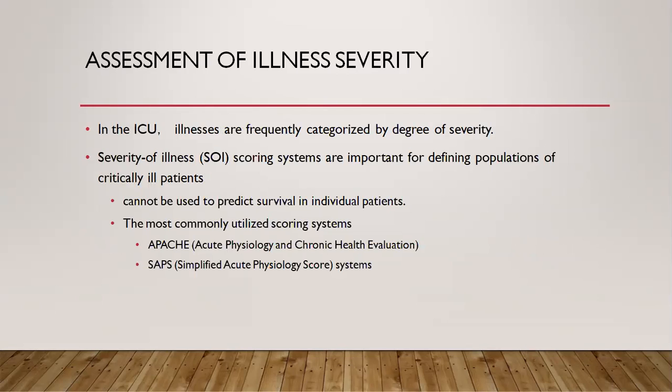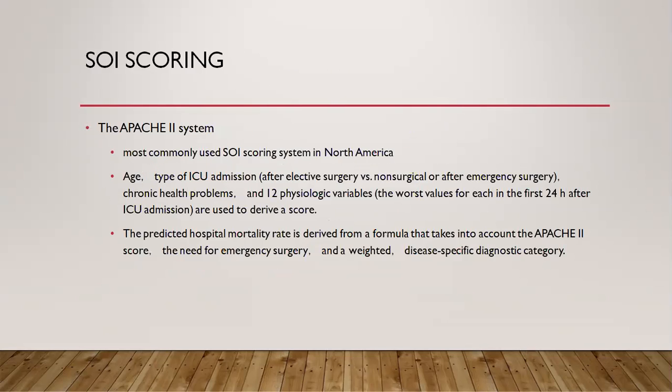The most commonly used scoring systems are the APACHE scoring, that's Acute Physiology and Chronic Health Evaluation, and the SAPS, or the Simplified Acute Physiology Score system. Furthermore, we discuss the APACHE 2 system. It is the most commonly used scoring system in North America.